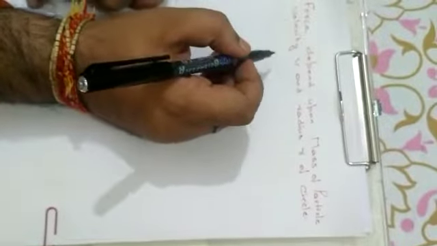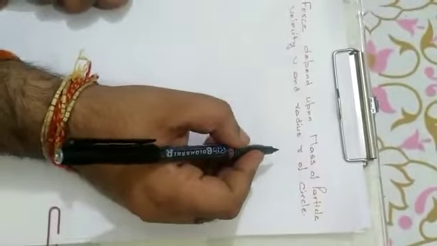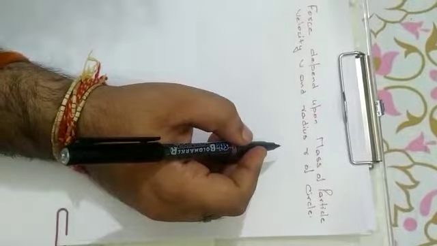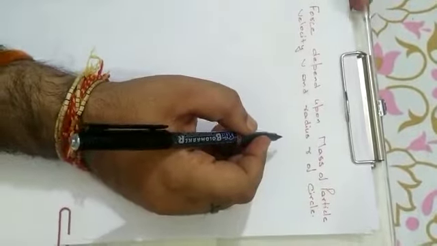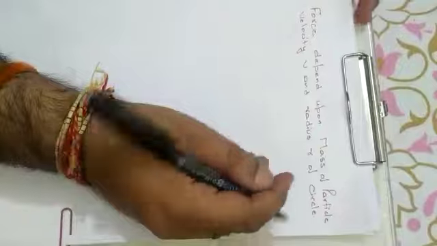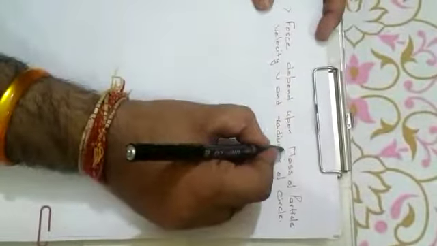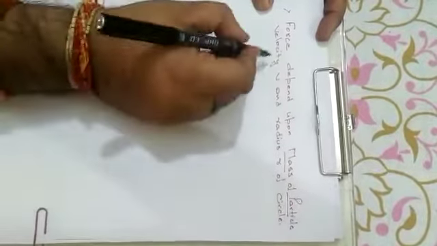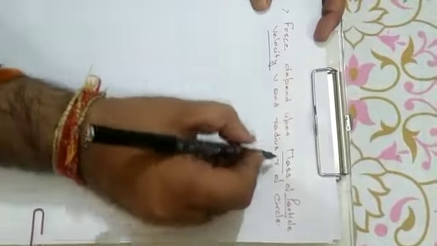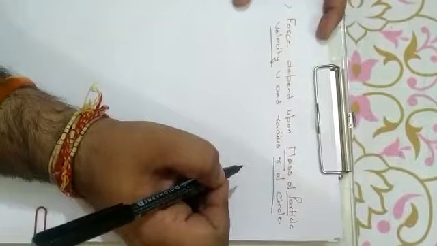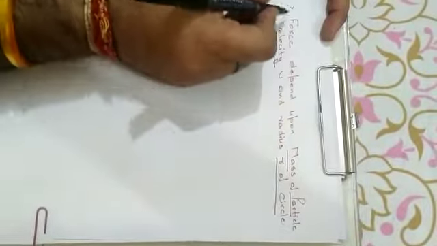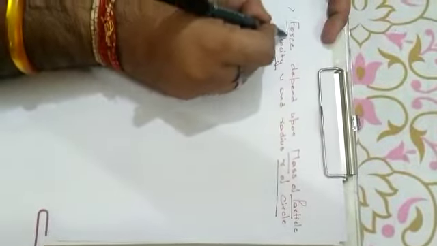Good morning, students. So today we are going to pursue the second type of numerical to establish various relationships between different physical quantities. It is given that force depends upon mass of particle, velocity v, and radius r. Now first of all, grab the word force.